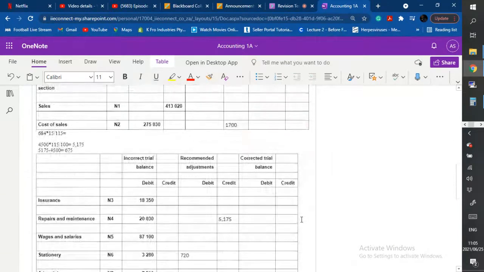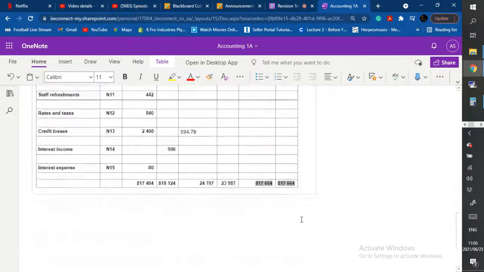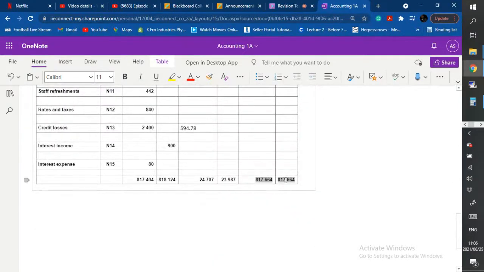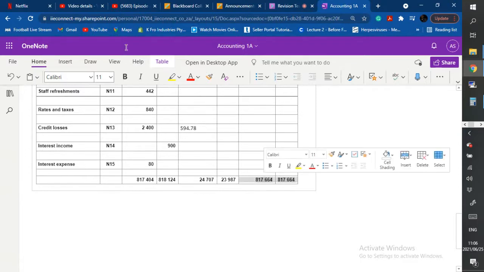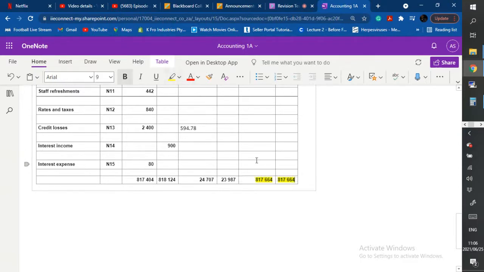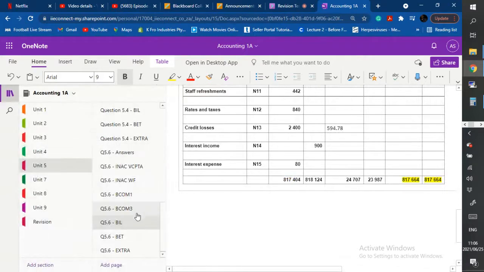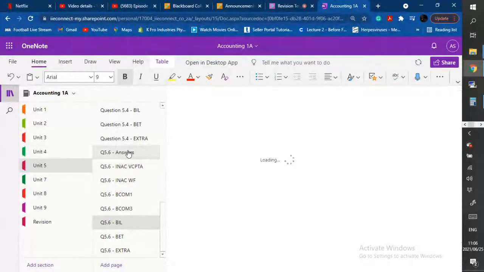Then once you've done that, you add up your debit and your credit. You should then arrive at a place where your debit, you can see I've done it in gray here, but let's do it in a nice brighter color. Your debit is then supposed to equal your credit. Then you know that everything is in order. Let me quickly show you guys the answers.